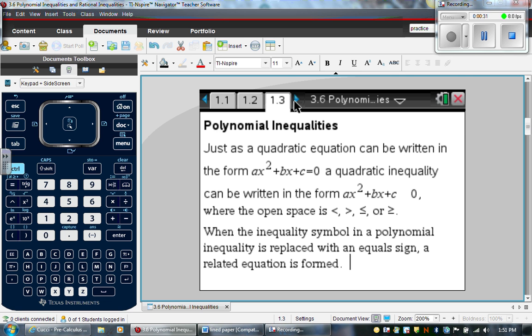So a polynomial inequality is just as a quadratic equation can be written in the form ax squared plus bx plus c equals 0. A quadratic inequality can be written as ax squared plus bx plus c, and then in this space right here would be one of our inequality signs. When the inequality symbol in a polynomial inequality is replaced with an equal sign, a related equation is formed. Okay?